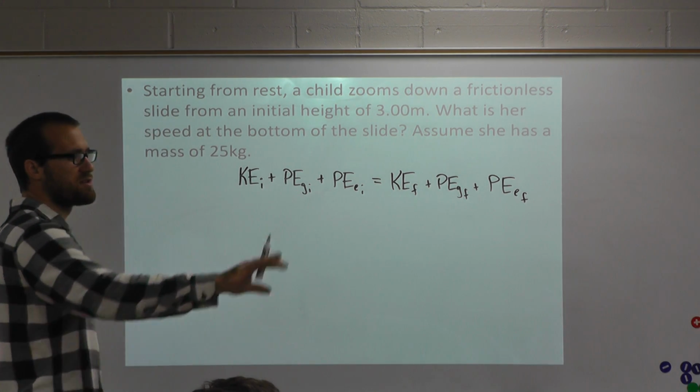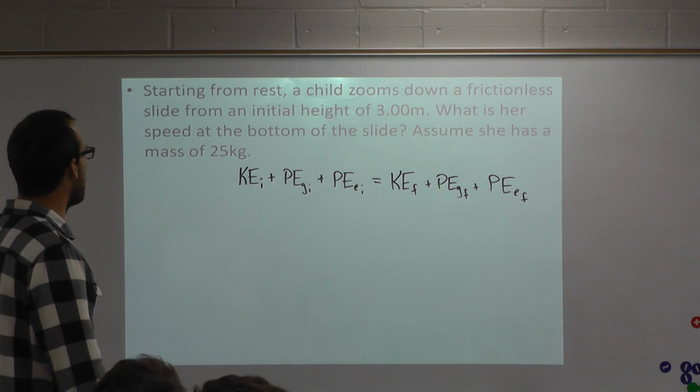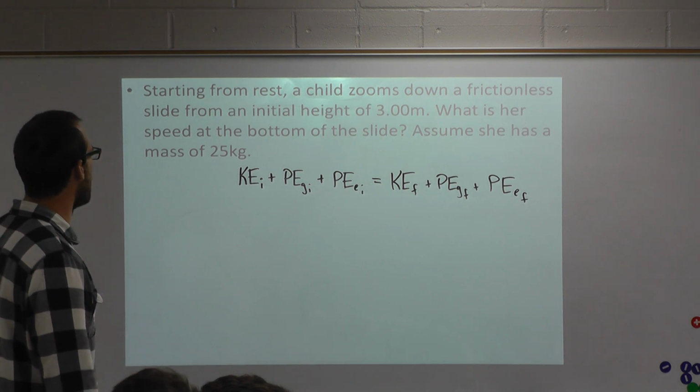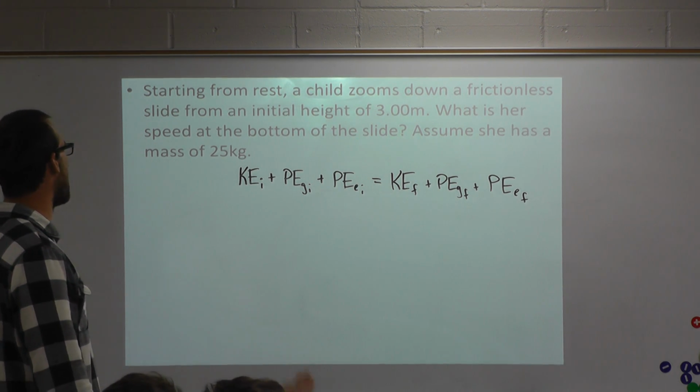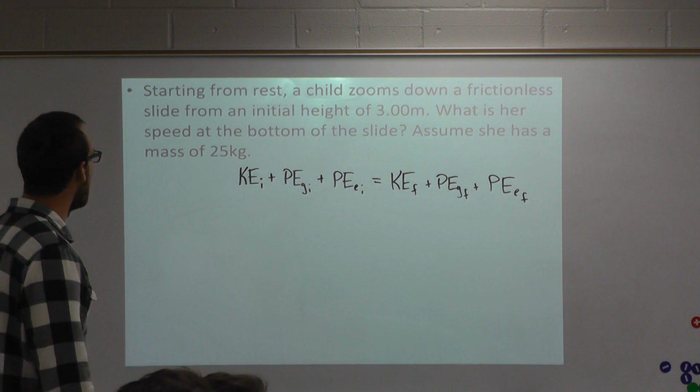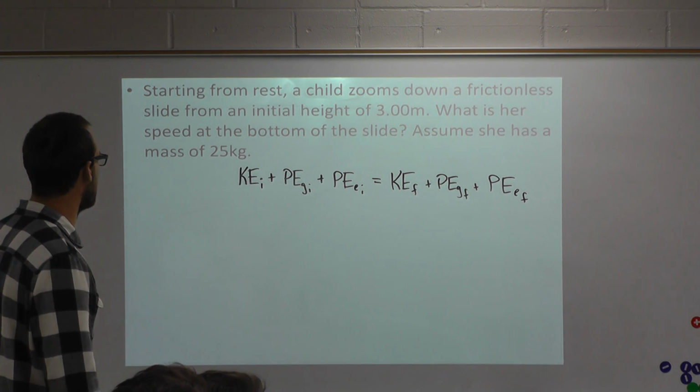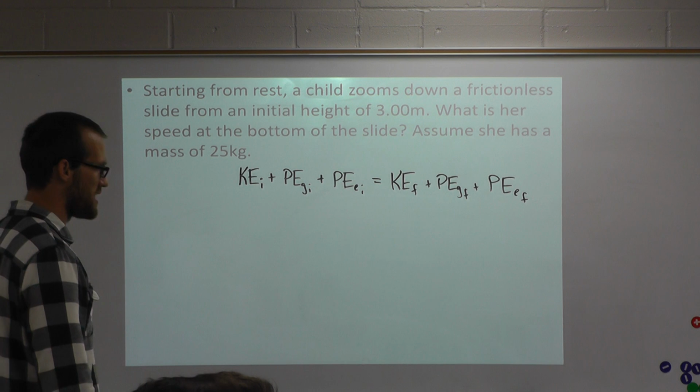I'm going to quickly read through this problem. Starting from rest, a child zooms down a frictionless slide from an initial height of 3 meters. What is the speed at the bottom of the slide? Assume that the mass is 25 kilograms.